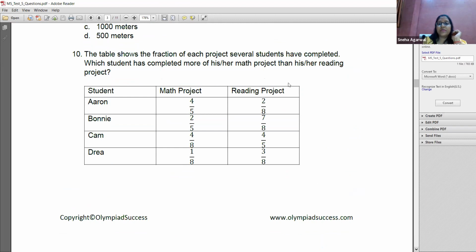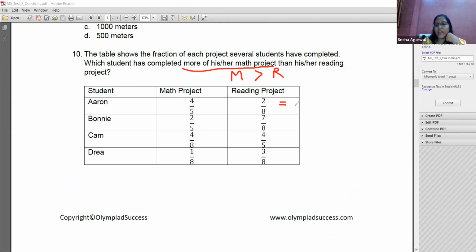The table shows the fraction of each project several students have completed. Which student has completed more of his maths project than his reading project? Oh, this should be more. Okay, maths project should be more than the reading project. So you just have to find out the LCM, guys, and then find out the value.